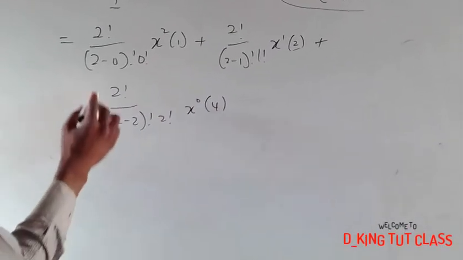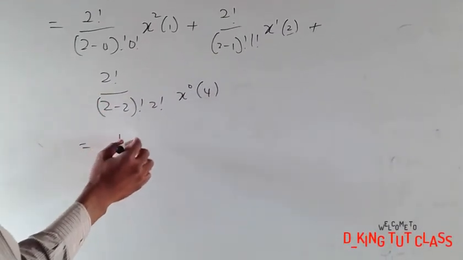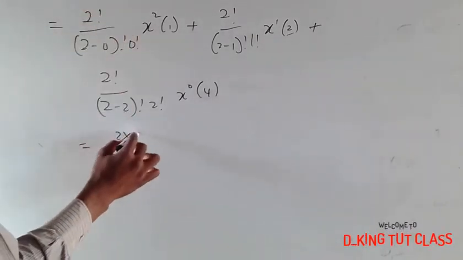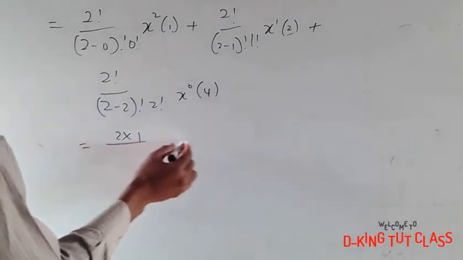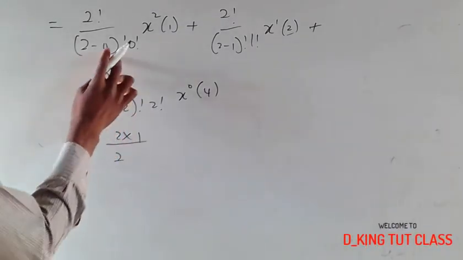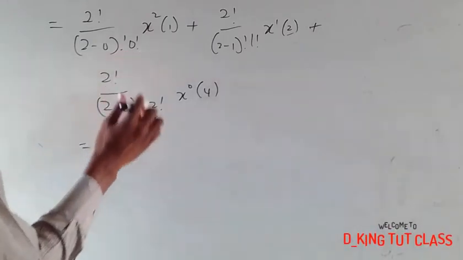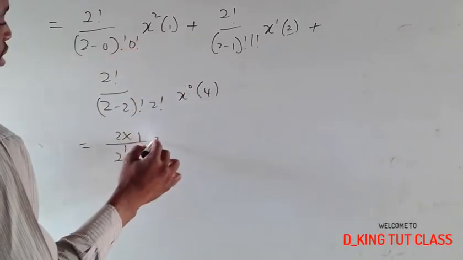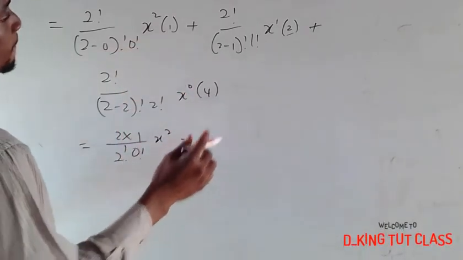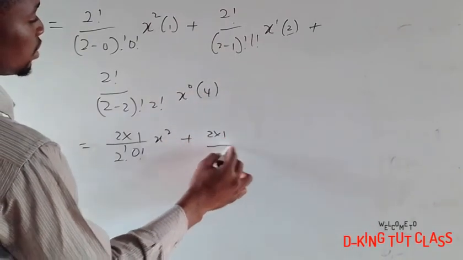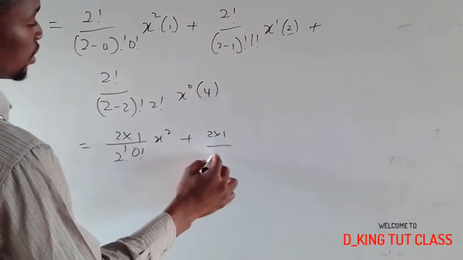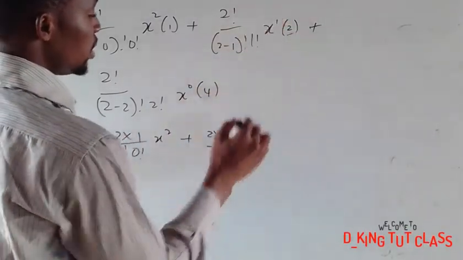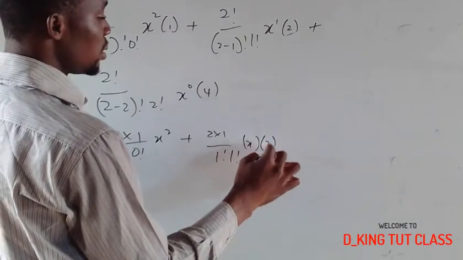On solving, I'm going to have this as 1. Okay, factorial is what? 2 times 1. That's the factorial, over 2 minus 0 which is 2 factorial here. That's 2 factorial, and we have 0 factorial. x raised to power 2 times 1, x raised to power 2, plus 2 factorial, which is 2 times 1, over 2 minus 1 is 1 factorial. What remains? 1 factorial. x to the power 1 there is x times 2.